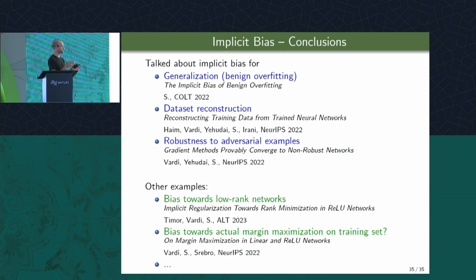Another thing is that many of these results were about convergence to KKT points of a certain max margin optimization problem, but a KKT point is not necessarily a global optimum. So, is the bias towards margin maximization actually getting to the global minimum? And if not, then when yes, when no? And there are many other directions that we and others are currently working on.